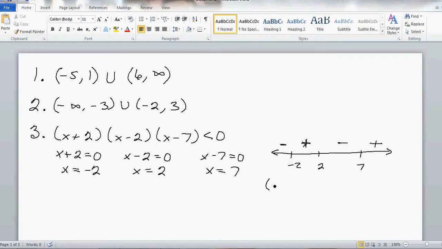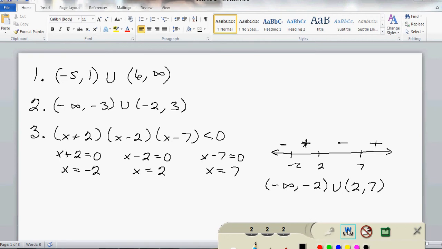So it's going to be -infinity to -2, along with 2 to 7. And those are the only places where it's negative, and so that would be the answer that we are looking for.